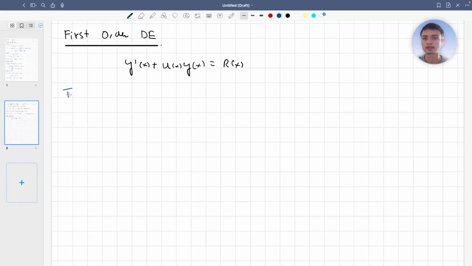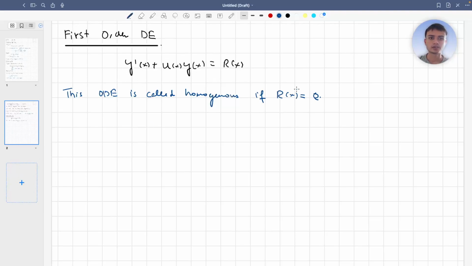Now, this ODE is called homogeneous if R of x equals 0, right?